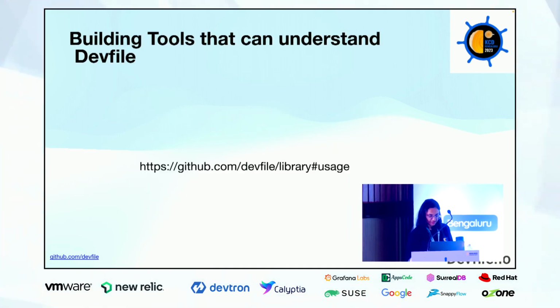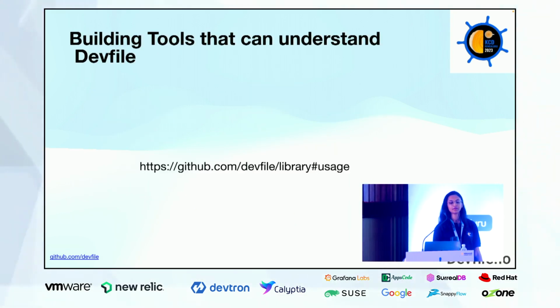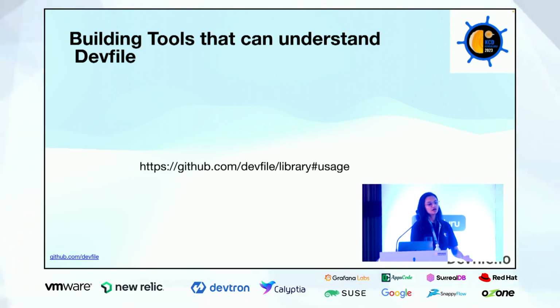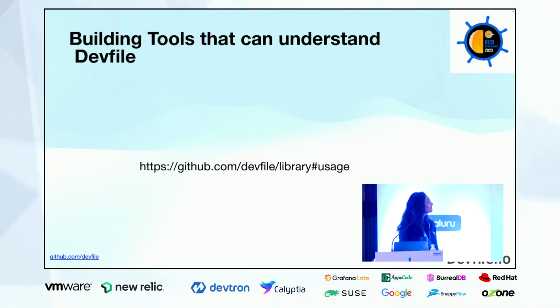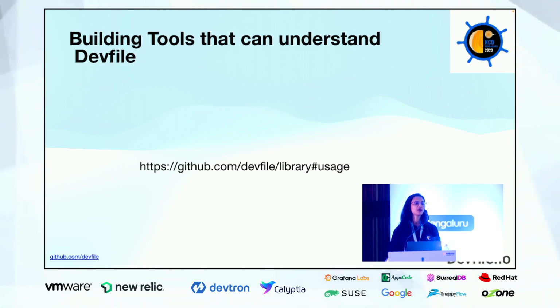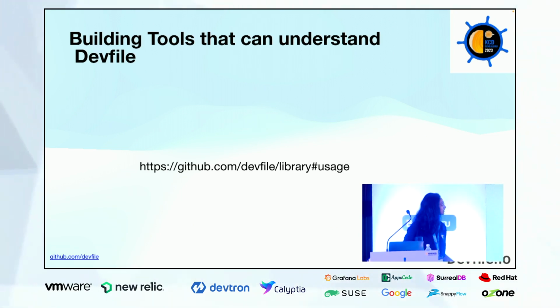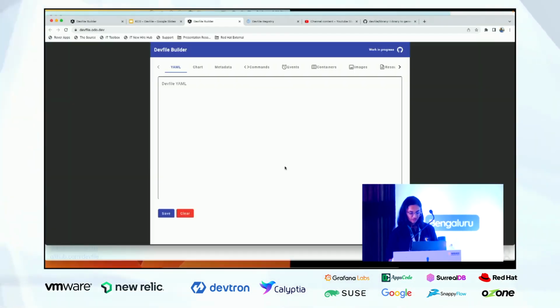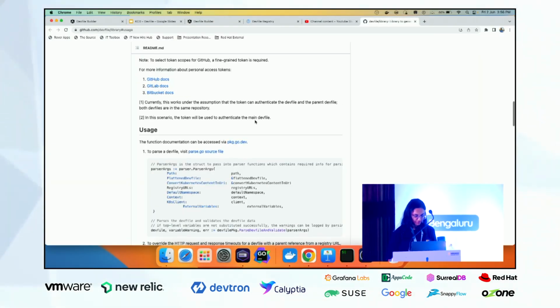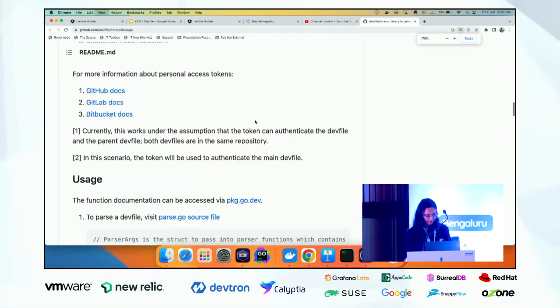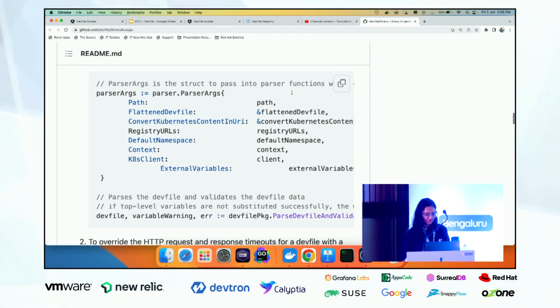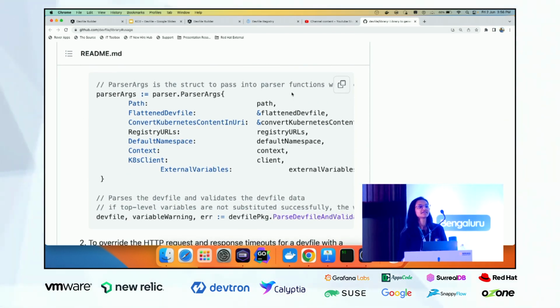Next is, right, so we've talked about why Devfile can be helpful. We've also seen the demo. Now I would like to quickly show you how you can build a tool which can understand the Devfile. It's a very short thing. Let's see. So we've got a library. Is the font visible till the back? Or should I increase it a bit more?